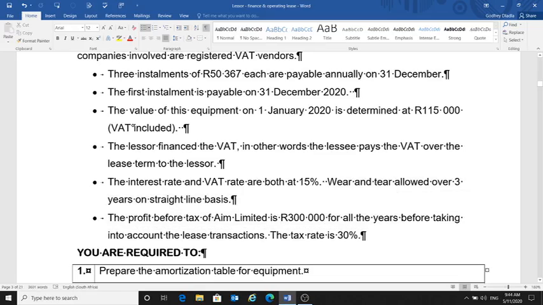And now, what is key here? Always read this word before. So they're saying it's 300,000 before taking into account the transactions of this lease, right? What can happen is that they can say after that. I will explain to you, if they say after, what does it mean? It means you don't start by taking the transactions into account. You start by saying profit, then you go to temporary difference when calculating taxation. I'll show you when we go forward.